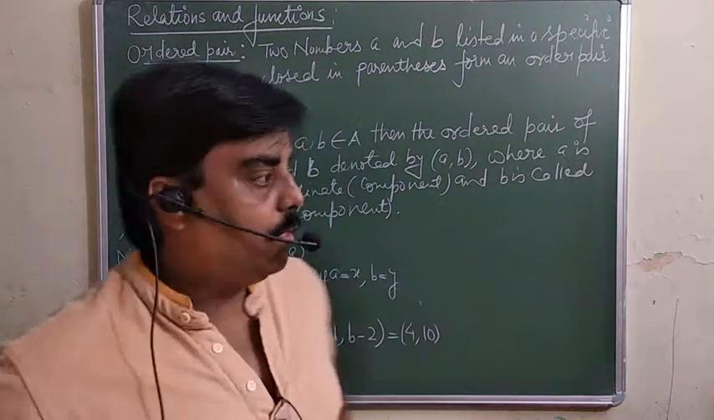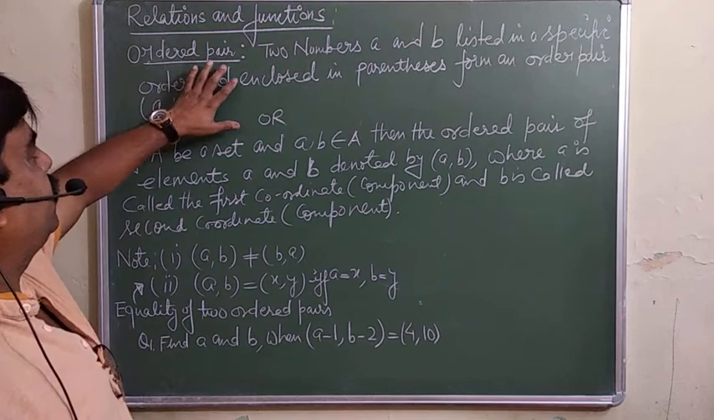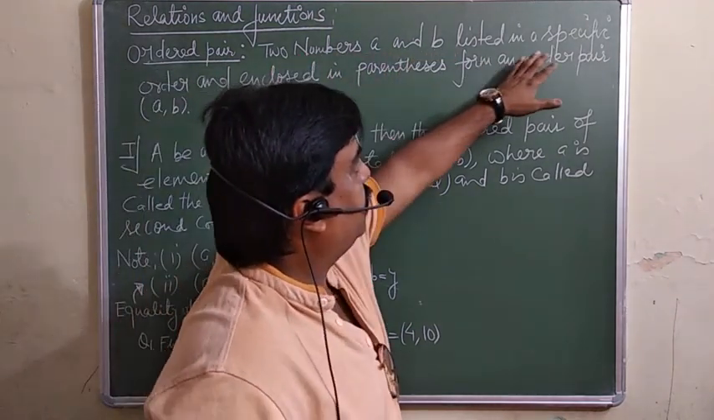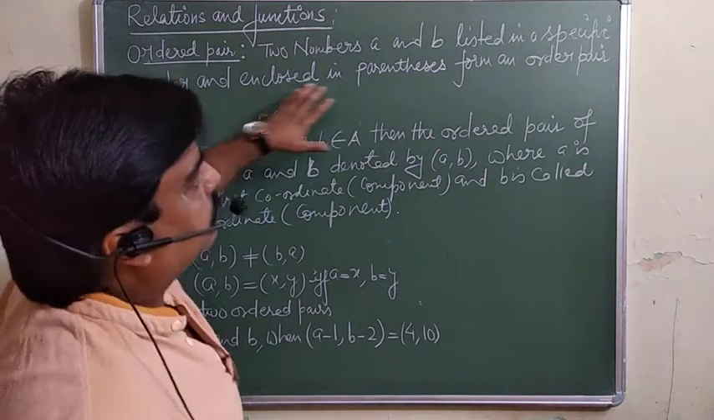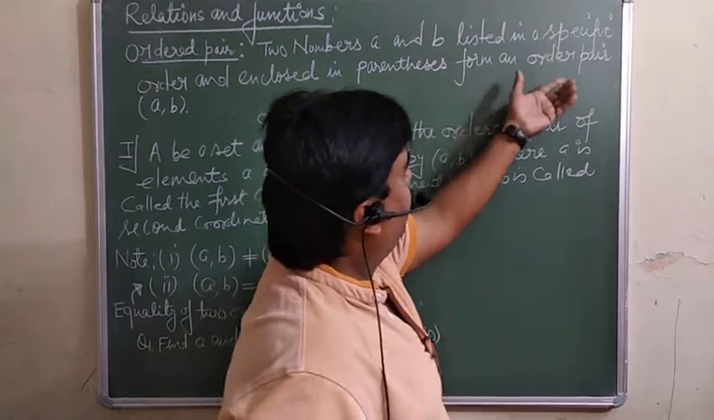Hello everybody. Now we will discuss relations and functions. First of all, we will discuss the ordered pair. Ordered pair means two numbers A and B listed in a specific order and enclosed in parentheses form an ordered pair.